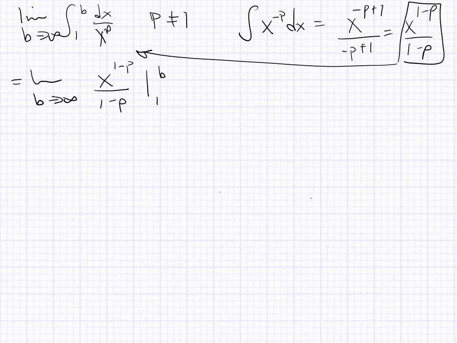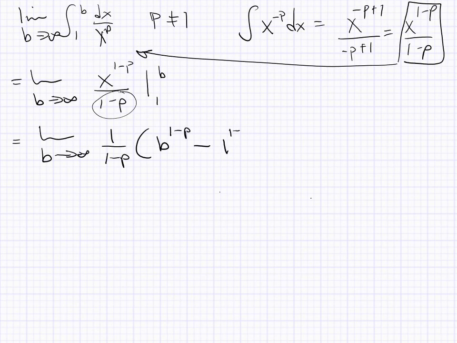So then I'm going to plug in b and plug in 1. This 1 minus p is a constant, so I'm going to write it like this. I'm going to do the limit as b goes to infinity of 1 over 1 minus p times b to the 1 minus p minus 1 to the 1 minus p. Remember, p doesn't equal 1. So neither of these exponents, none of that is 0.